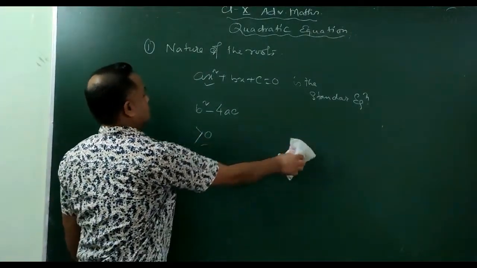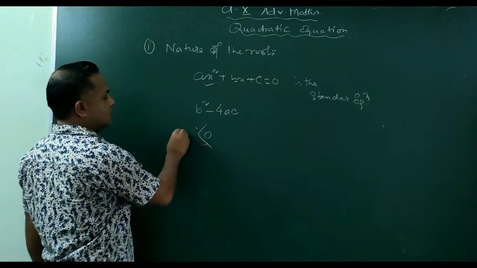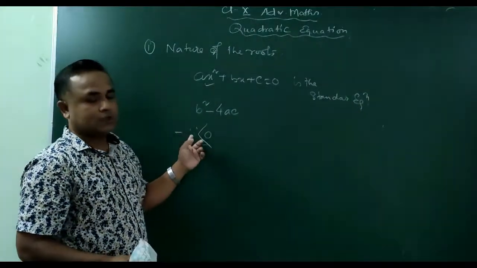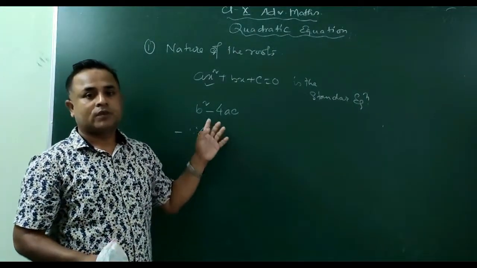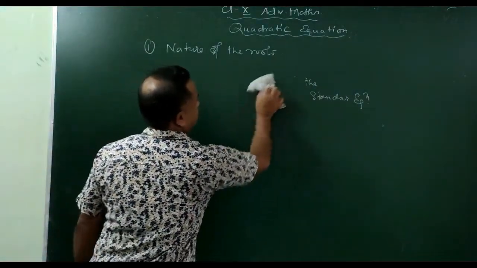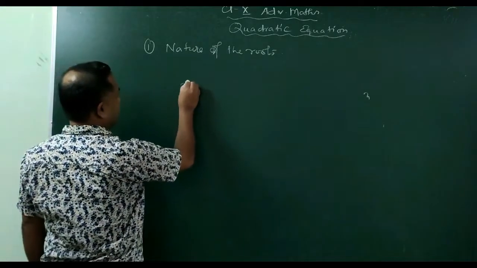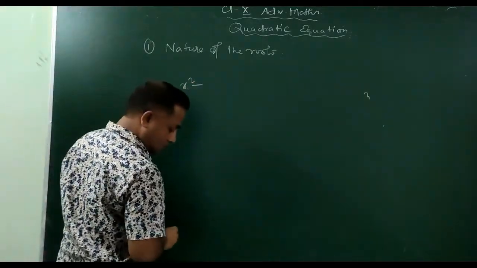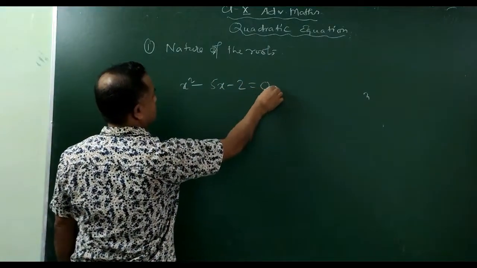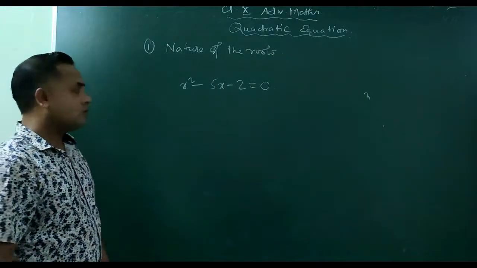Another one: it may be less than 0, that is negative, then it is called imaginary. Now let's take an example: x square minus 5x minus 2 equal to 0. Here we will find the nature of the roots.